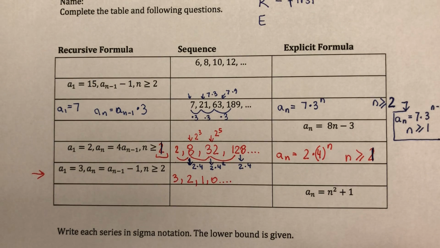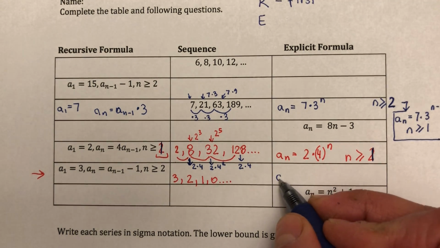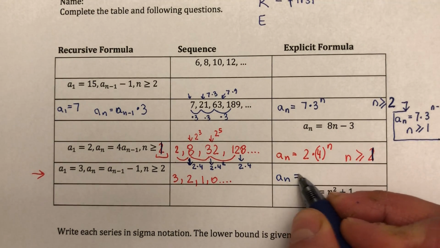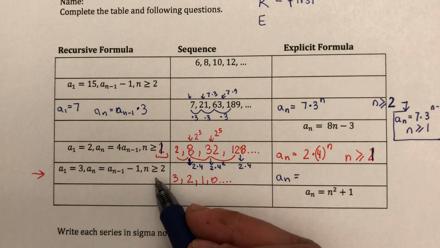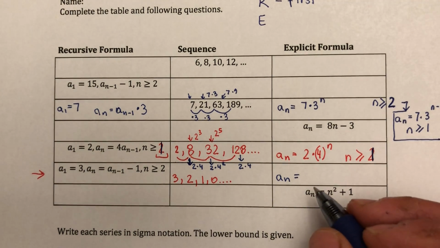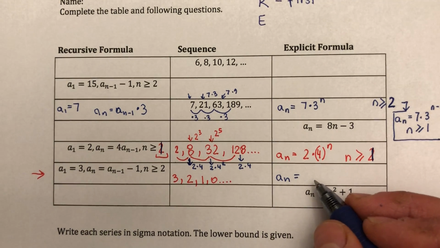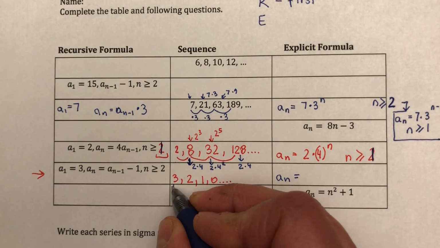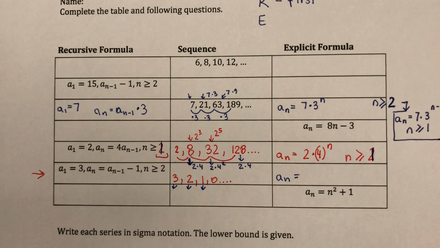Well, my a_n is equivalent to, let's see, if I want to figure out what is happening with my numbers, I have to say if this is my first number, this is my second number, this is my third number, and so on. How do they relate to each other?